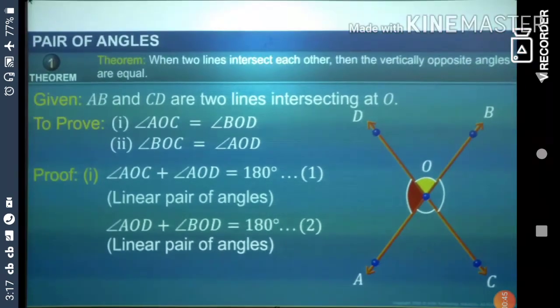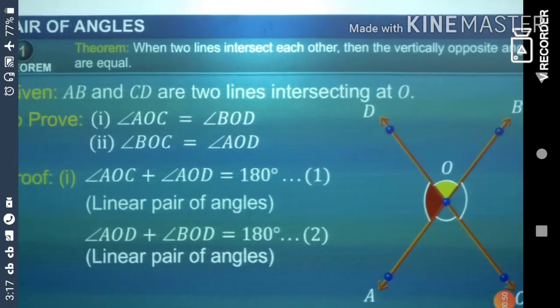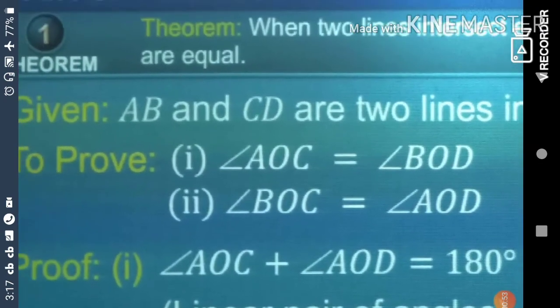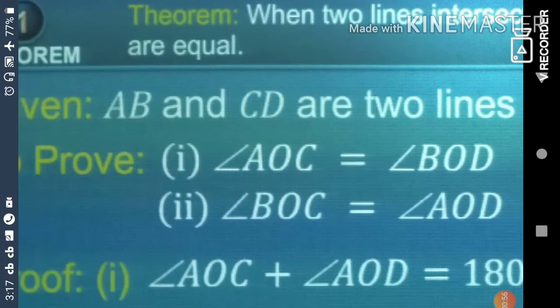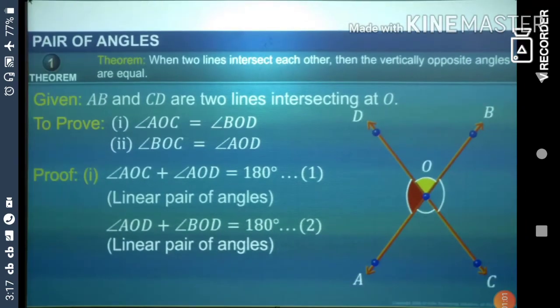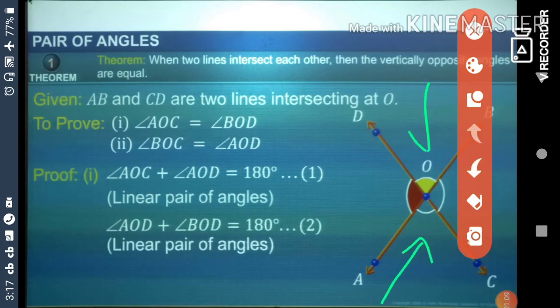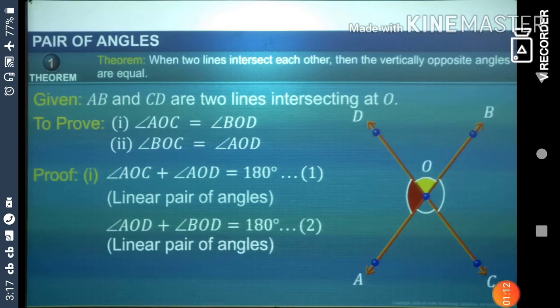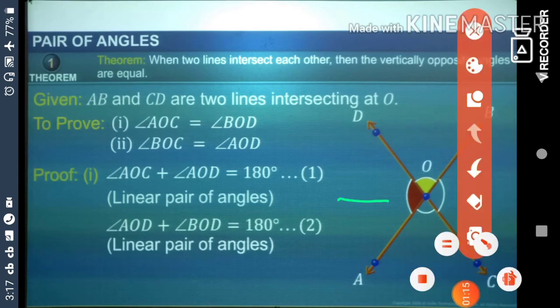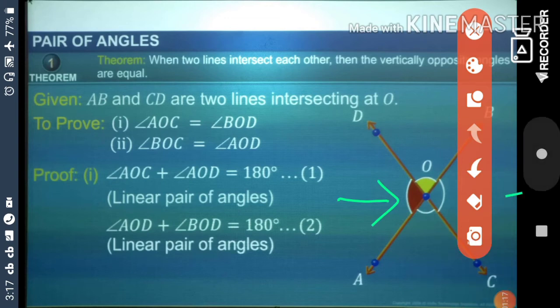Now we have to prove what? AB and CD are two lines given which are intersecting at O. We have to prove angle AOC is equal to angle BOD, that is the first part, and in the second part we have to prove angle BOC is equal to angle AOD. This angle AOC, as you can see downside, we have to prove equal to this angle BOD, and then we have to prove the left-hand and right-hand side angles equal. It means this angle, angle AOD, is equal to this angle, angle BOC. So these pairs we have to prove equal.